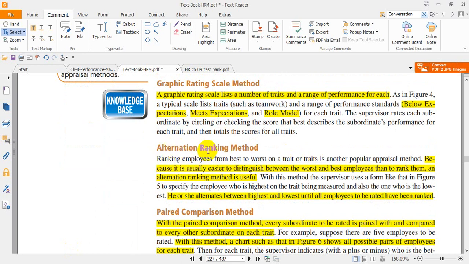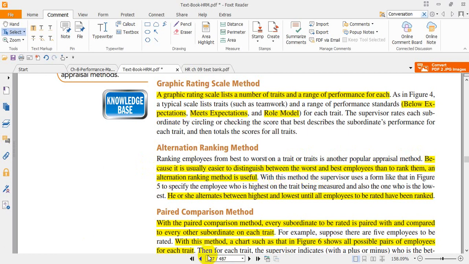Alternation ranking method. Ranking employees from best to worst on a trait or traits is another popular appraisal method. Ranking employees from best to worst on a trait is useful because it is usually easier to distinguish between the worst and best employees than to rank them. Alternation ranking method is useful.